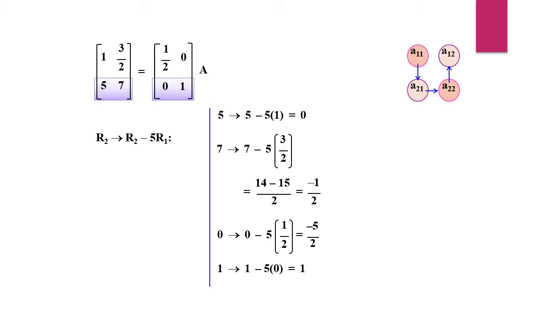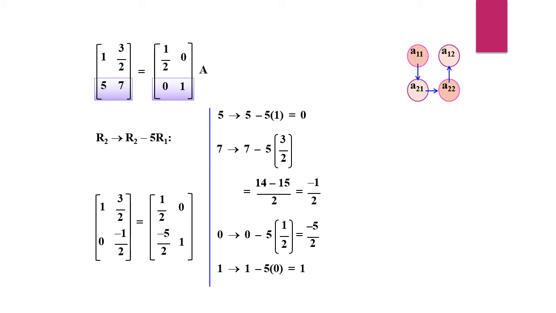So again keep the elements of R1 as it is and change the elements of R2. So we get the matrix of the form 1, 3 by 2, 1 by 2, 0. The elements of R1 are as they are, and the new elements of R2 will be 0, minus 1 by 2, minus 5 by 2 and 1.